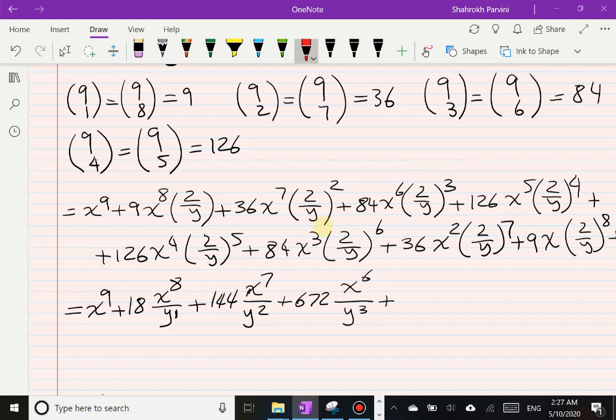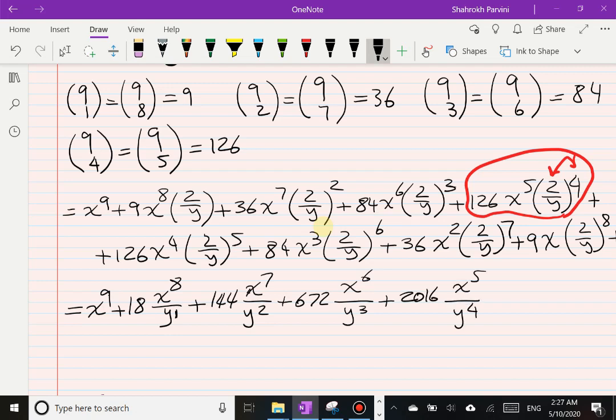Now I'm looking at this one. So again, I have 2 to the 4th power. That's what 2 to the 4th is, 16. Multiplies by 126, makes it 2016, rather large number. 2016 times, and this is going to be x to the 5th, y to the 4th, plus. Done with this one.